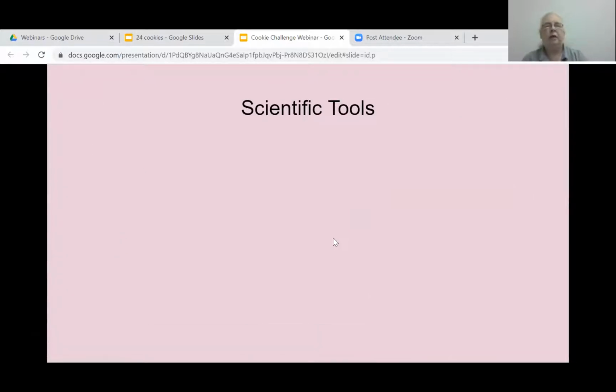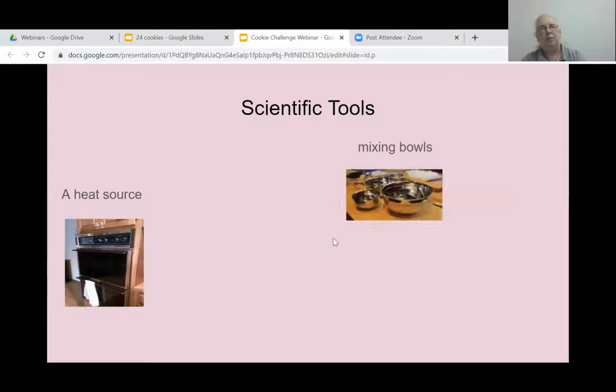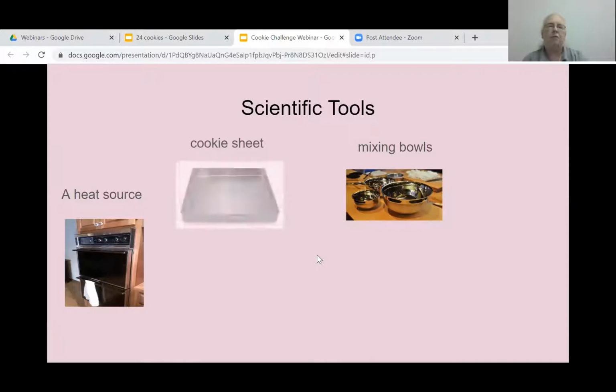Every good scientist also needs tools. We need a heat source, and in this case, our tool is an oven to make our cookies. We have mixing bowls. Well, you have to put the ingredients in something to mix. So you're going to find mixing bowls as part of our scientific tools. You'll need a cookie sheet. And we're going to put our cookies, of course, in a cookie sheet to cook them in the oven. We may need a spatula. That way we can remove the cookies from the cookie sheet.